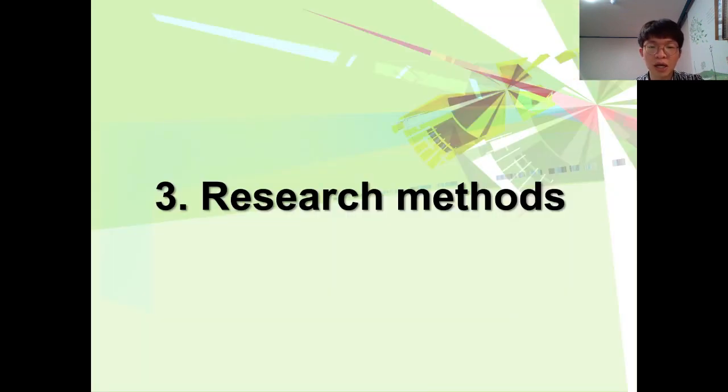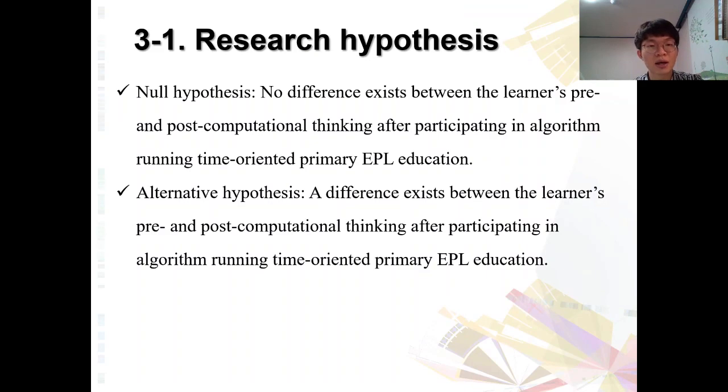Now I'm going to talk about research methods. First, I make a null hypothesis. No difference exists between the learner's pre- and post-computational thinking after participating in an algorithm running time-oriented primary EPL education. The alternative hypothesis is like this. Differences exist between the learner's pre- and post-computational thinking after participating in algorithm running time-oriented primary EPL education.